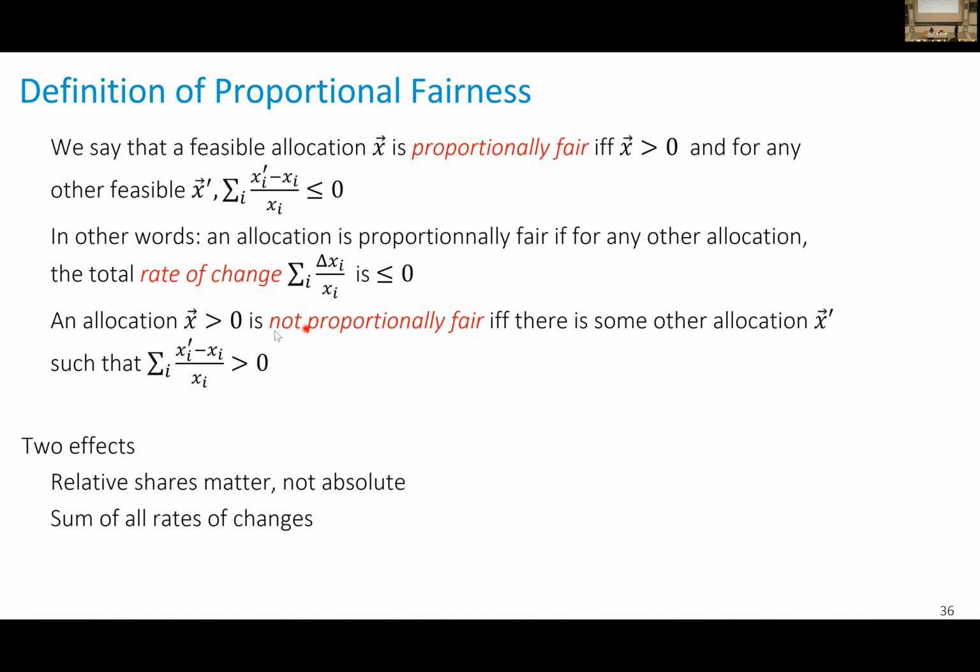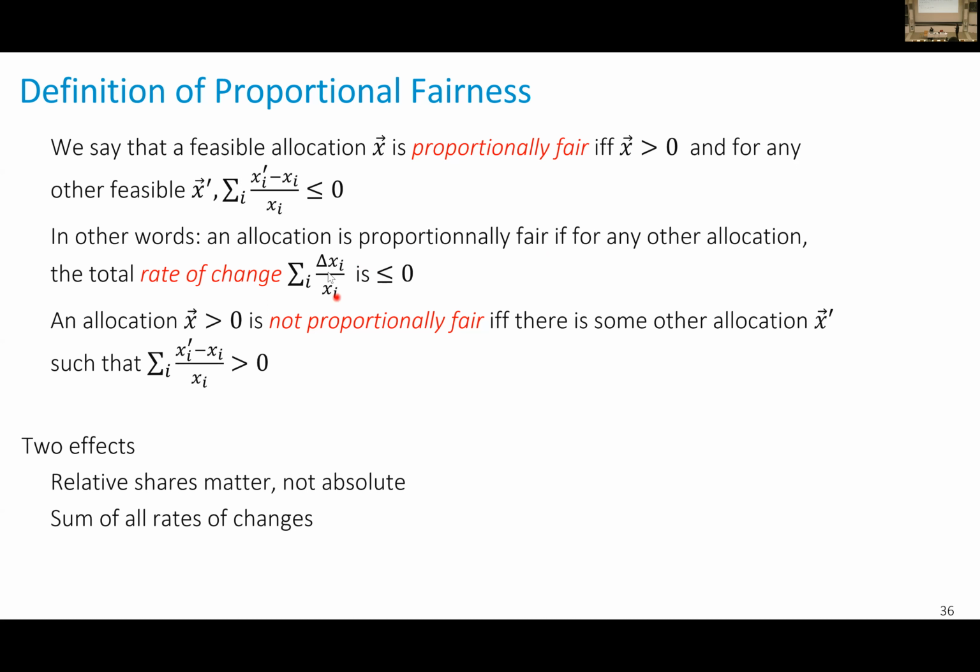Sorry, if it is positive, then we should do it. If for any alternative it is negative, that means we've reached an extremal point or a fixed point in some sense. We can't do better, because whenever we move from this allocation, we will increase for some and decrease for others, but on average the sum of the percentages, so the average percentage per flow, is negative. If that happens, then we have what is called a proportionally fair allocation.